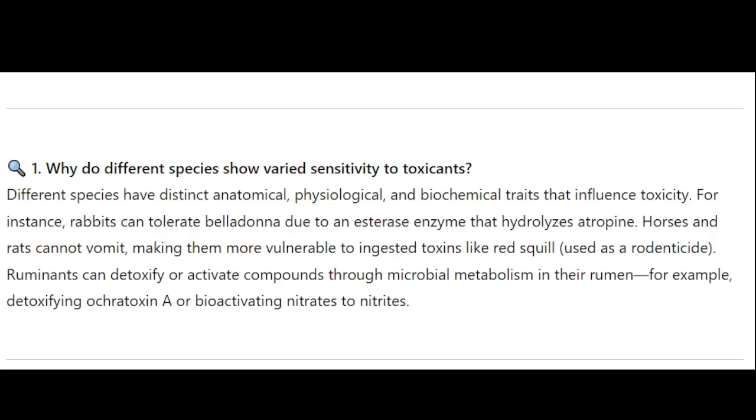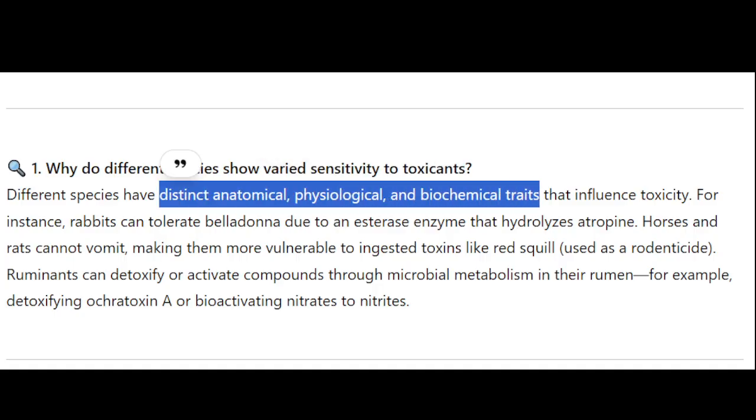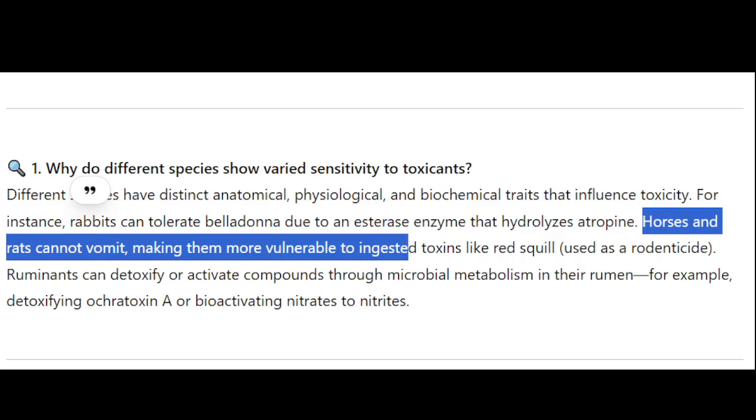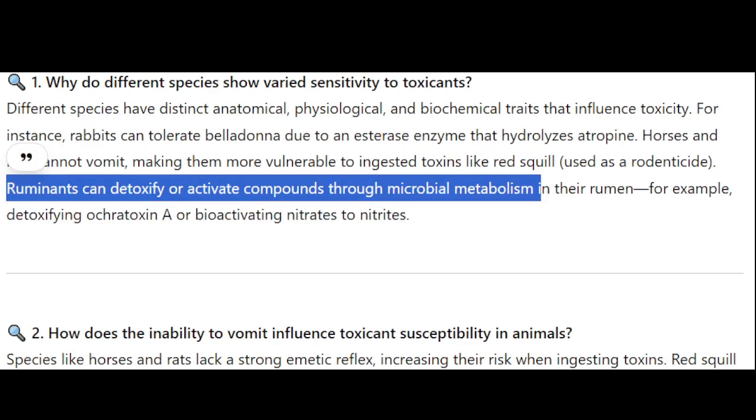1. Why do different species show varied sensitivity to toxicants? Different species have distinct anatomical, physiological, and biochemical traits that influence toxicity. For instance, rabbits can tolerate belladonna due to an esterase enzyme that hydrolyzes atropine. Horses and rats cannot vomit, making them more vulnerable to ingested toxins like red squill, used as a rodenticide. Ruminants can detoxify or activate compounds through microbial metabolism in their rumen, for example, detoxifying ochratoxin A or bioactivating nitrates to nitrites.